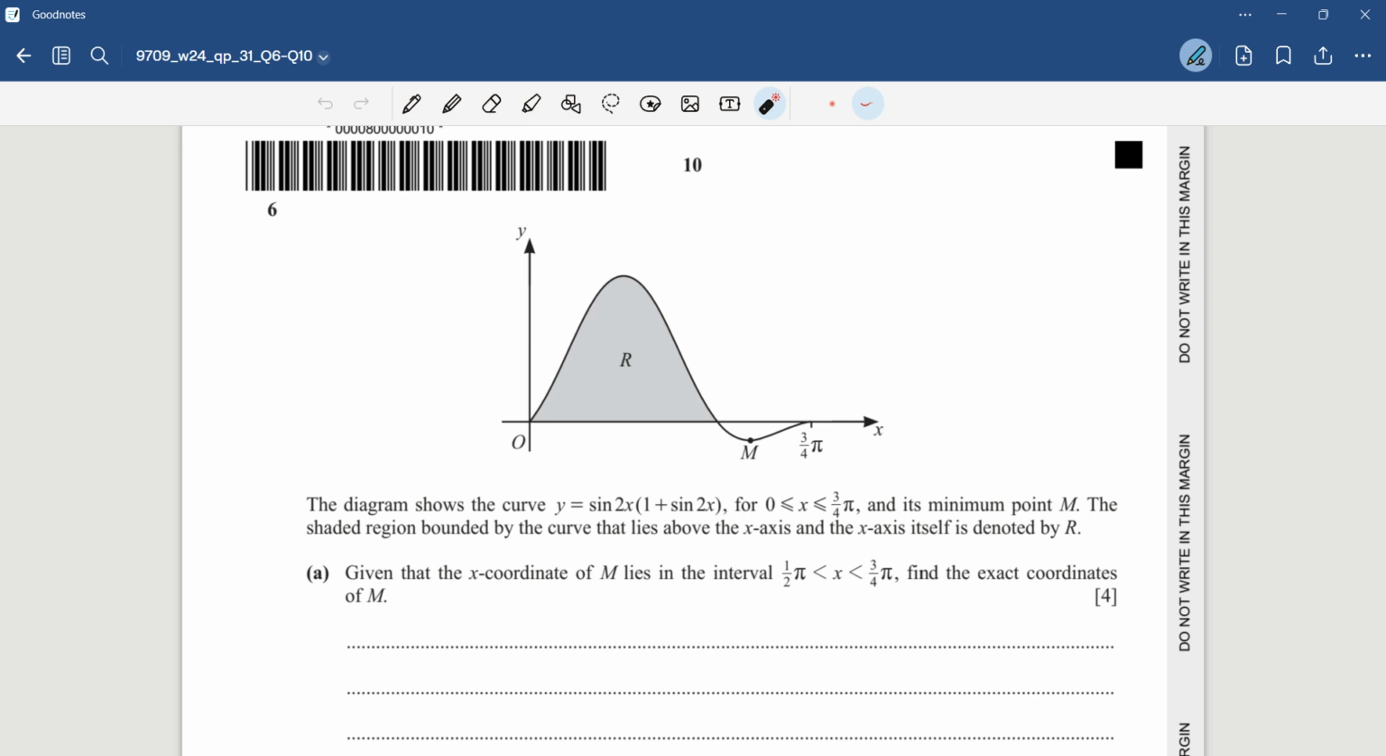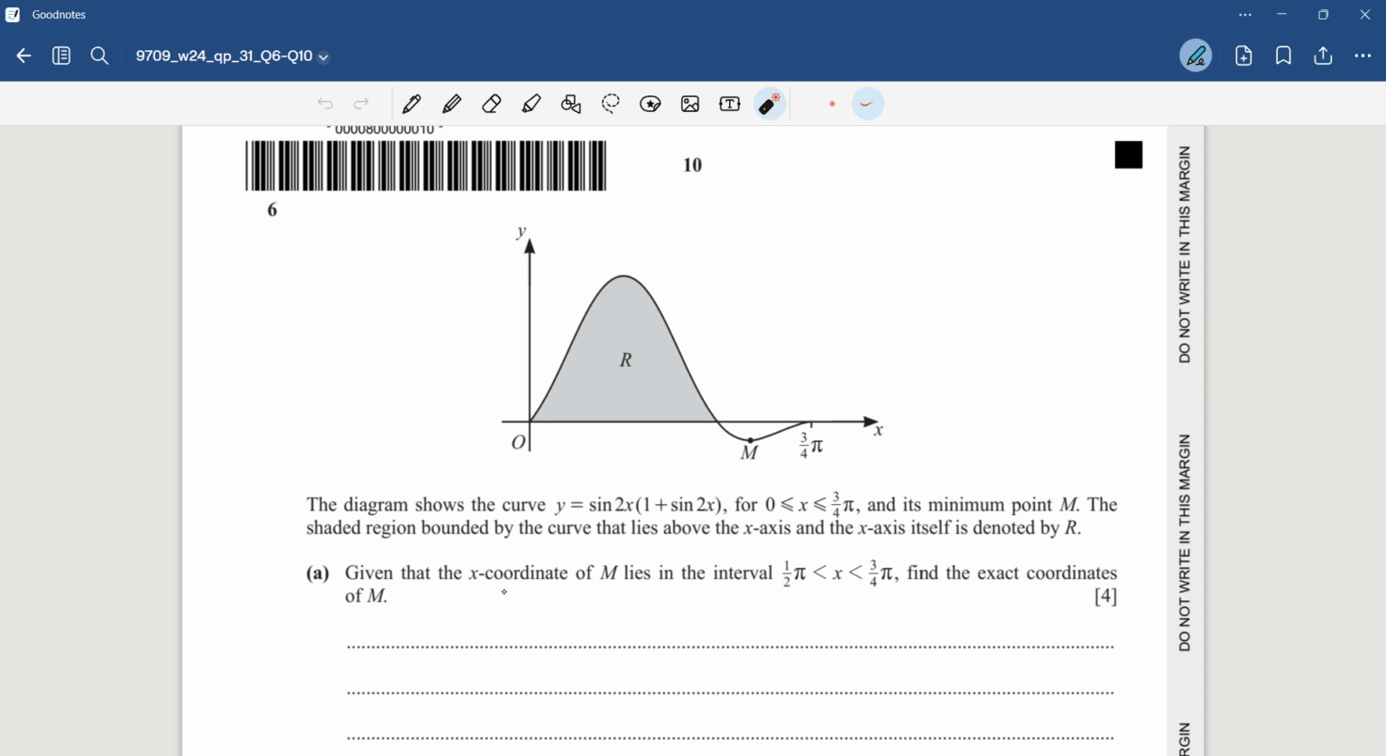The diagram shows the curve with y equals 2 sine 2x plus 1 sine 2x, from 0 to 3 over 4 pi, and its minimum point is M. So this is the minimum point. The shaded region bounded by the curve above the x-axis is denoted by R. So this region is the one that is denoted by R.